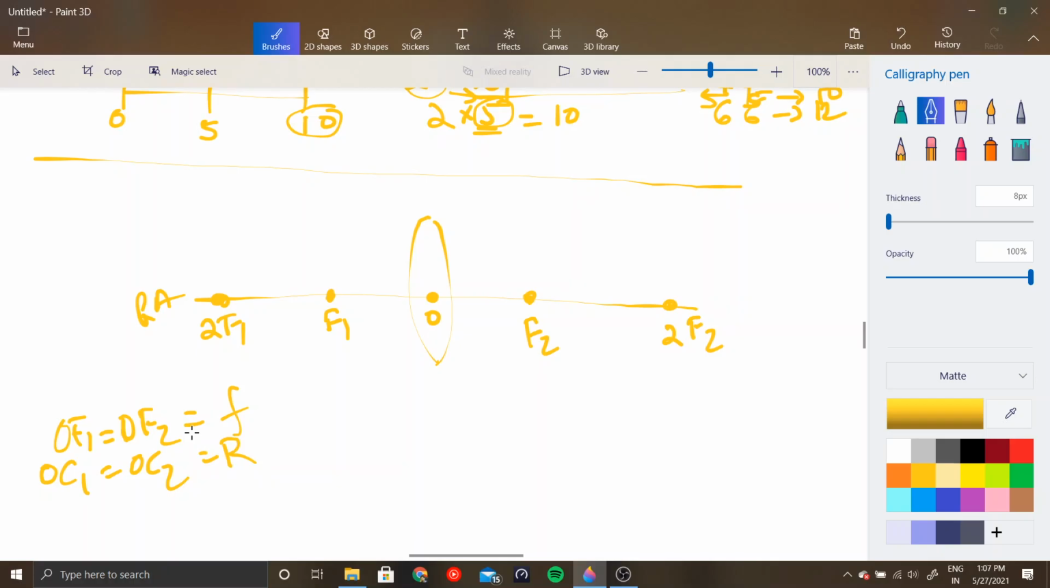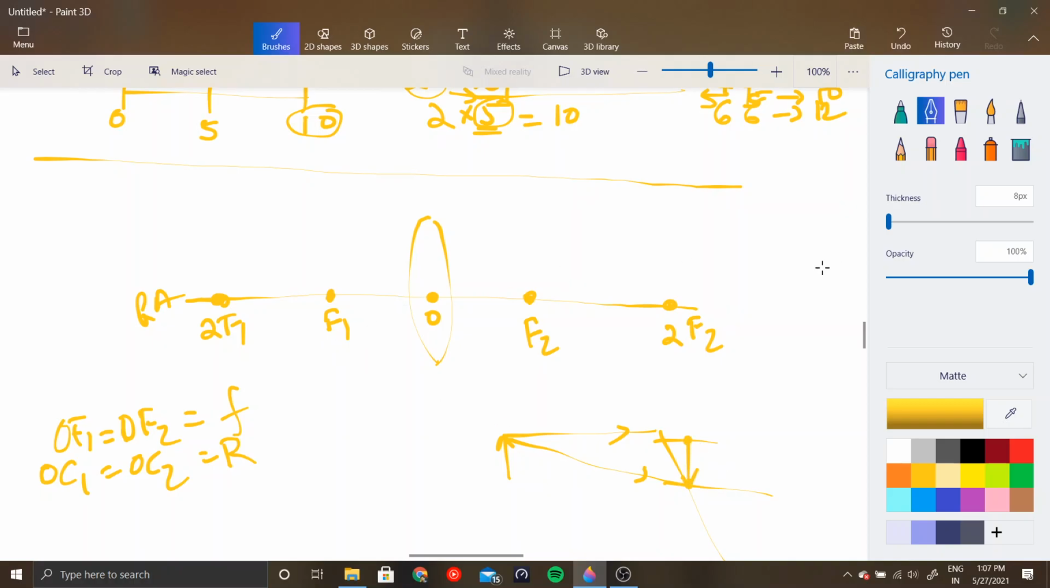Now, what is remaining is we need to place objects. We need to place objects at various points on this side, and we need to see where the image is being formed. So the basic rule for forming an image of an object is, you need to have at least two rays, right? One you will have parallel to the principal axis, and the other ray you will pass through the optical center. These are the two rays. So if you do that, basically when the two rays converge, you'll get the image point, right?